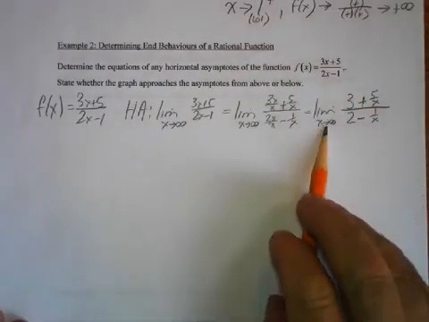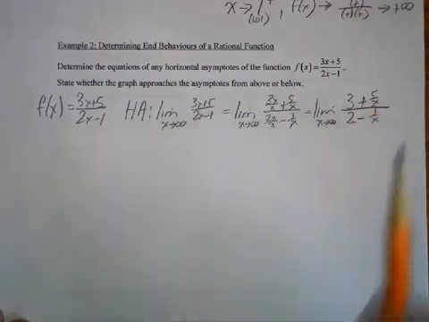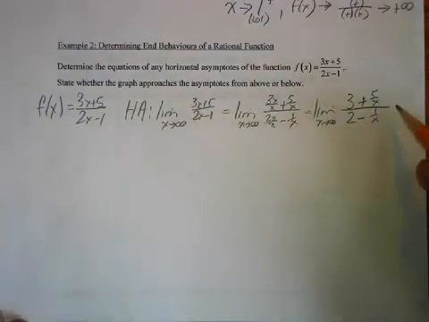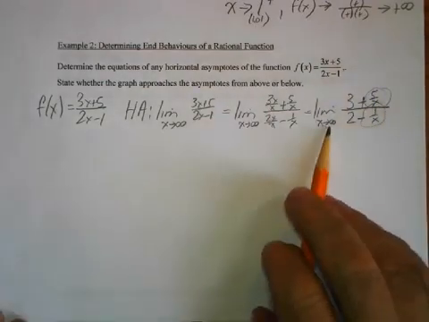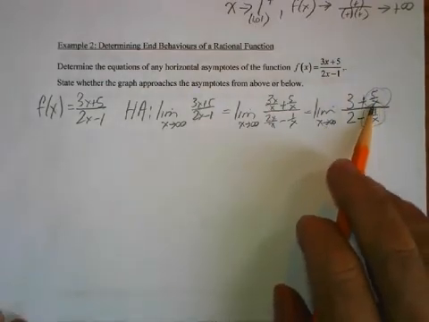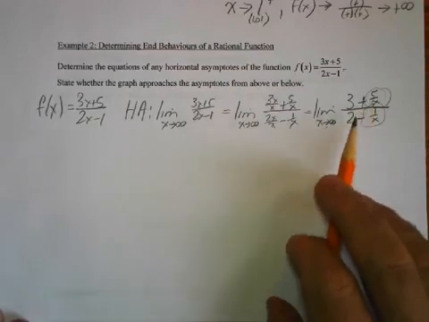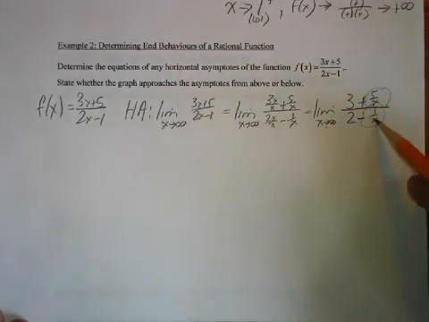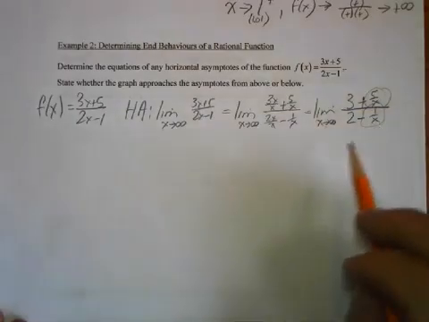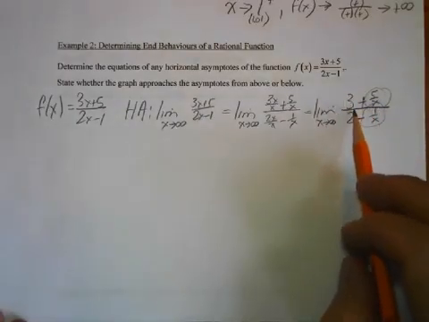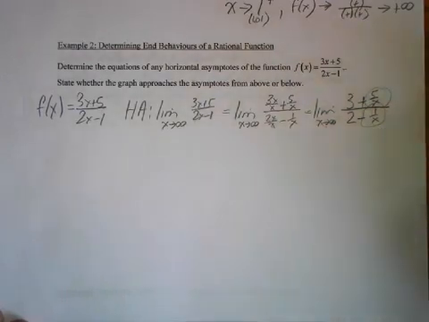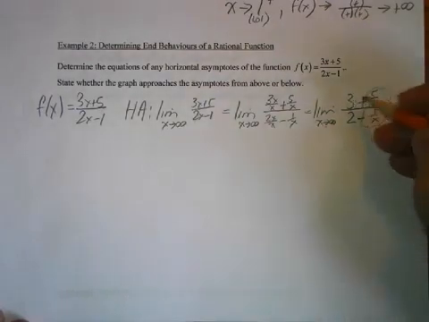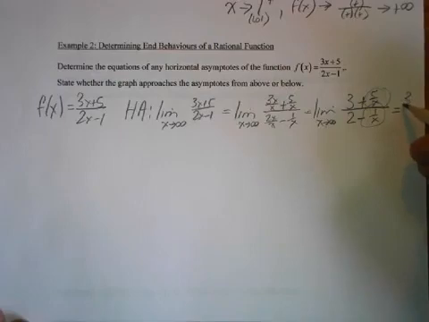And as x gets really, really big, these terms actually go towards 0, because 5 over a million is getting pretty close to 0. Okay, so what happens is both of these terms approach 0, so the overall limit is going to be 3 over 2, because these two basically cancel out.